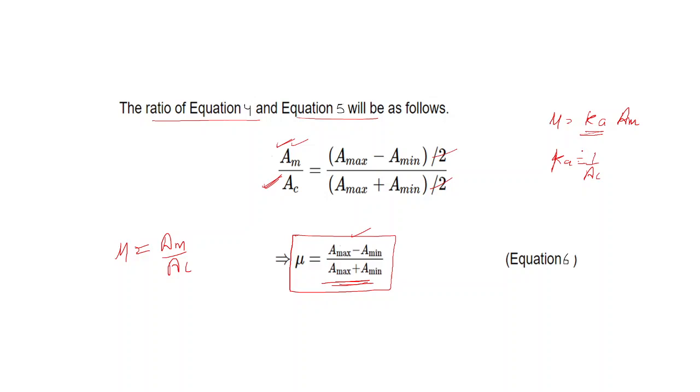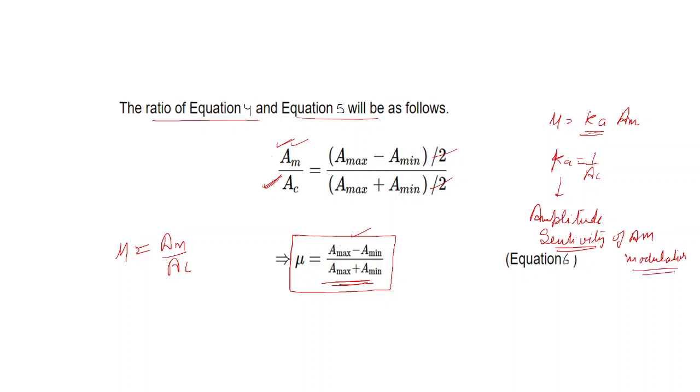Now the thing is, what is Ka? Ka is the amplitude sensitivity of the AM modulator.